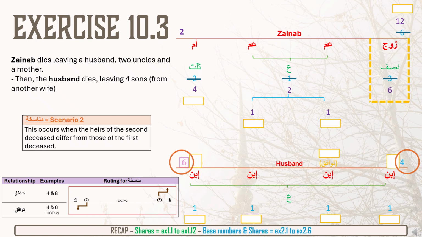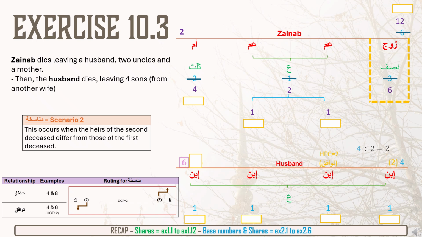So what do we do when it's tawafuq? Now, as you can see from the ruling, the first thing we need to do is to find the highest common factor between the 2 numbers, which is 2. Next, we divide each of these 2 numbers, the shares kept aside and the secondary base number, by the HCF. So we start off with the right hand side. We'll do 4 divided by 2. 4 is the secondary base number in blue, and 2 is the HCF. We'll do 4 divided by 2, and we'll get 2, and we write it in brackets next to the 4.